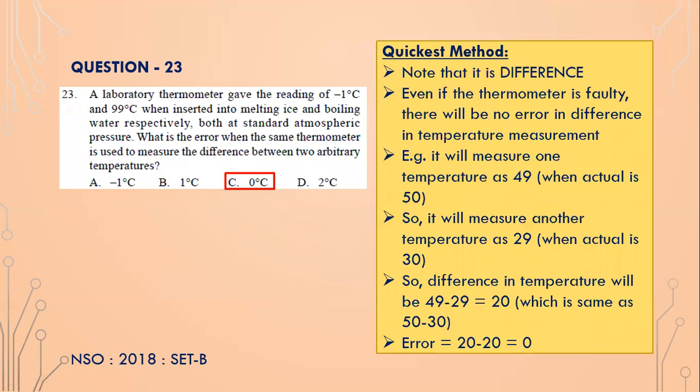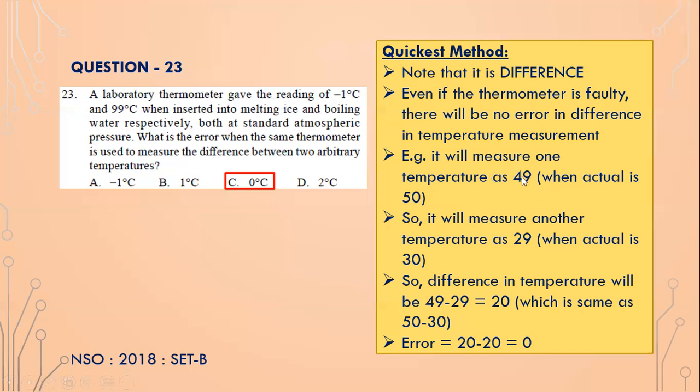A laboratory thermometer gave the readings of -1 degrees and 99 degrees when inserted into melting ice and boiling water respectively, both at standard atmospheric pressure. What is the error when the same thermometer is used to measure the difference between two arbitrary temperatures? Again, you have to read the question carefully. So the error will be zero, isn't it? Why? Because you have asked for the difference. Even if the thermometer is faulty, there will be no error in the difference.